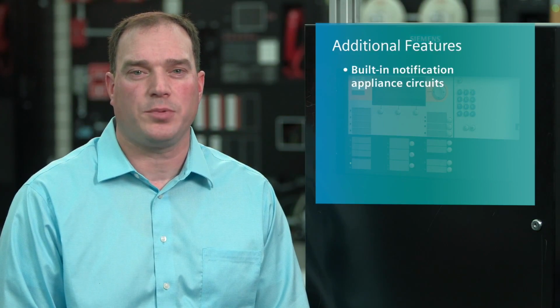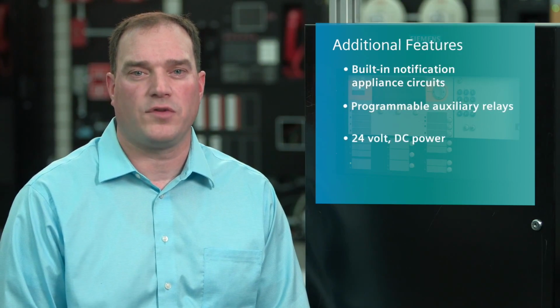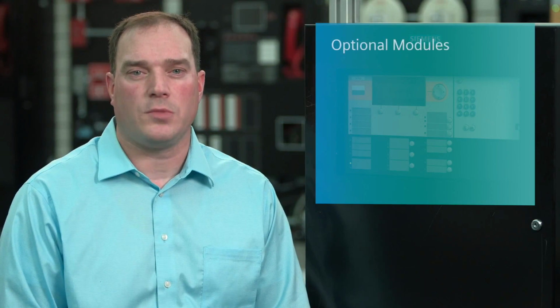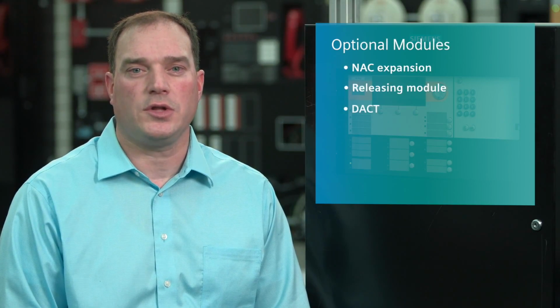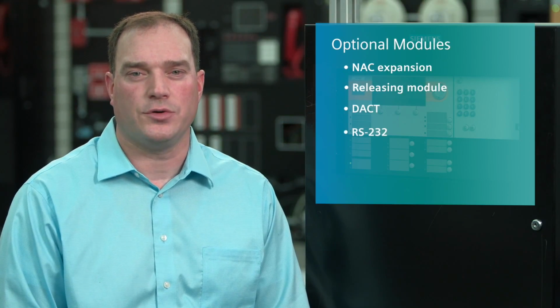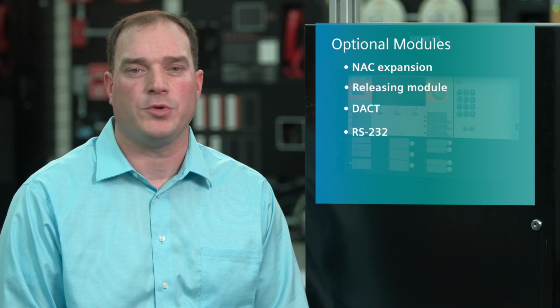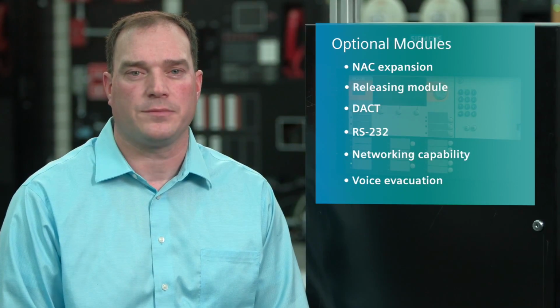Additional features include built-in notification appliance circuits, programmable auxiliary relays, and 24-volt DC power. Optional modules include NAC expansion, releasing module, digital alarm communication transmitter or DACT, RS-232 for remote annunciation and data communication, networking capability, as well as voice evacuation. To begin, I will describe the operating unit and go over its main components and features.